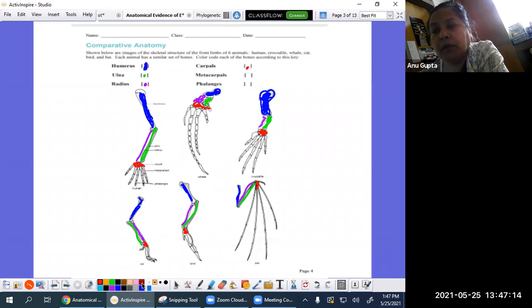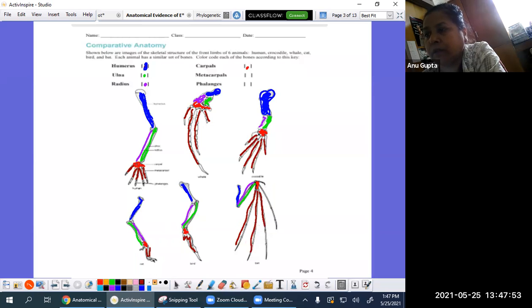Then there are the metacarpals. The metacarpals are here. Basically this is your hand. These are your metacarpals. These are your metacarpals. Color these. I'm not finishing it all here, but you're getting the point.